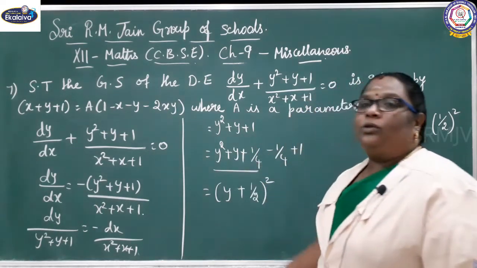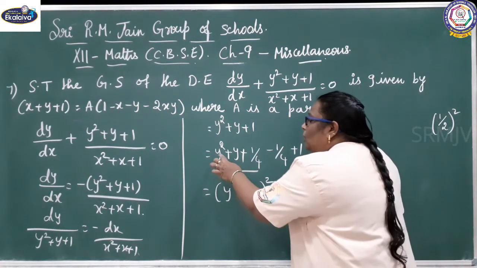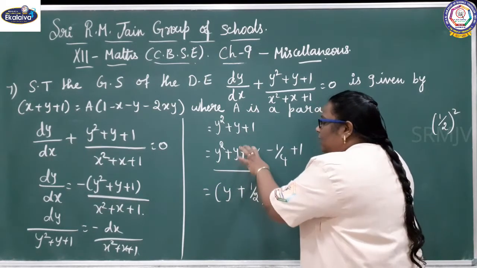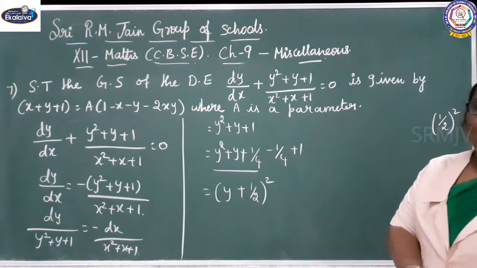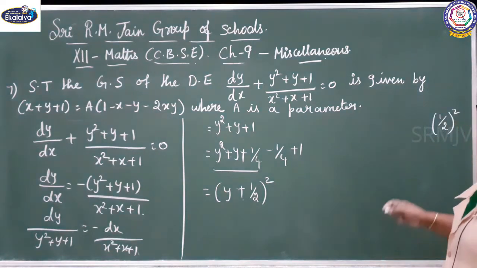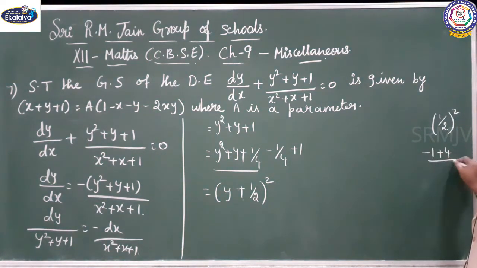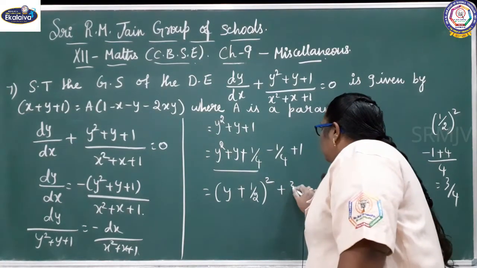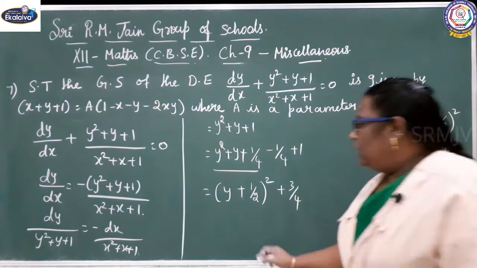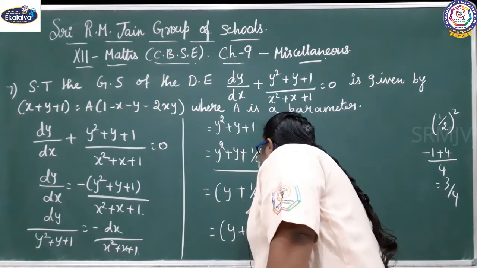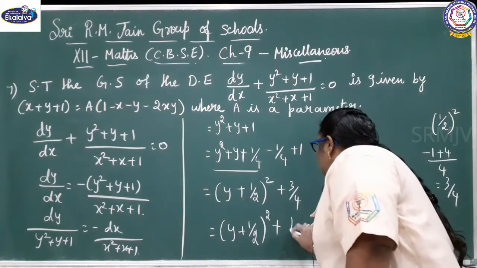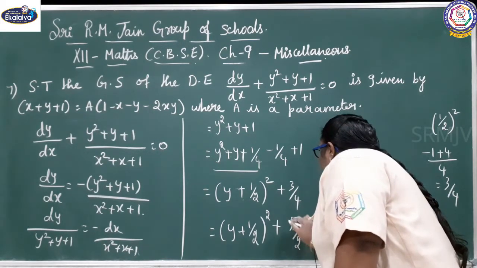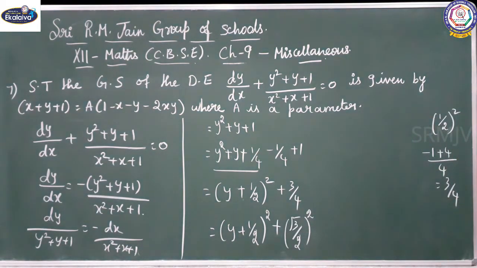This is the a plus b the whole square formula. This is the easiest way I am telling you. Y you can take and plus, and the square root of 1 by 4 is 1 by 2. So y plus 1 by 2 the whole square. You can take the LCM of this value, minus 1 plus 4 by 4. The value is 3 by 4. So plus 3 by 4. So it gives y plus 1 by 2 the whole square plus root 3 by 2 the whole square.